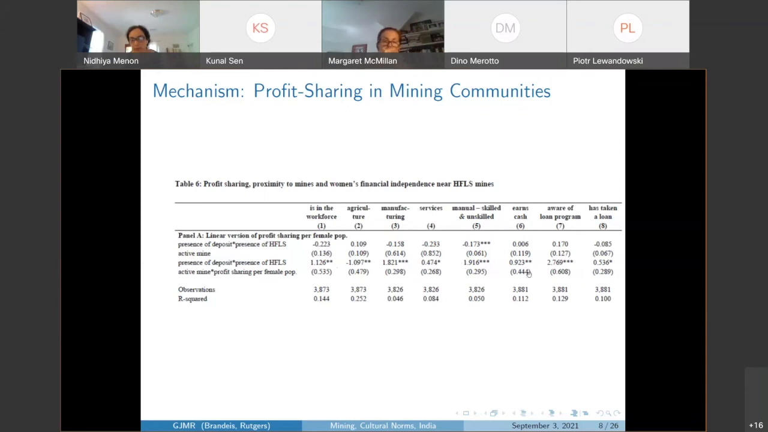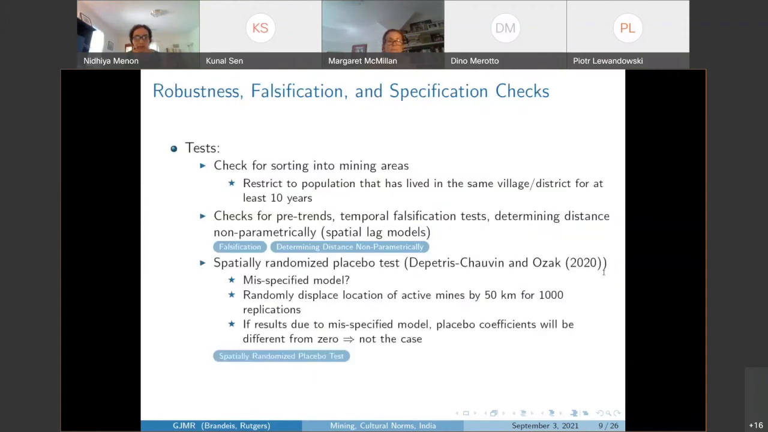Let me move along a little bit more. She's more aware of credit programs in her area, and is significantly more likely to have taken loans for starting entrepreneurial activities within her village. In most papers like this, we do a bunch of robustness and falsification tests. The main test that we have to be careful about is sorting into these areas.